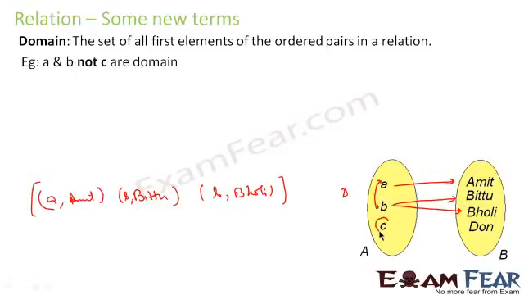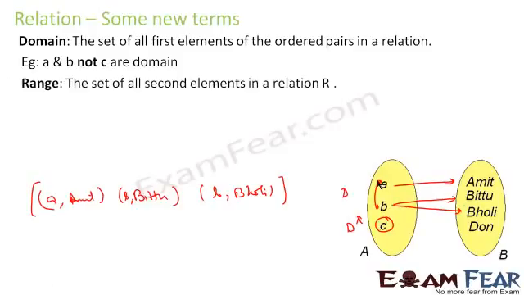Please note c is not in the domain, because for c there is no element in the ordered pair. In the ordered pairs we don't have c. So the domain is only for those inputs for which we are getting an output. In the case of c, there is no relation between A and B. Similarly, range is all the second elements in the ordered pairs.